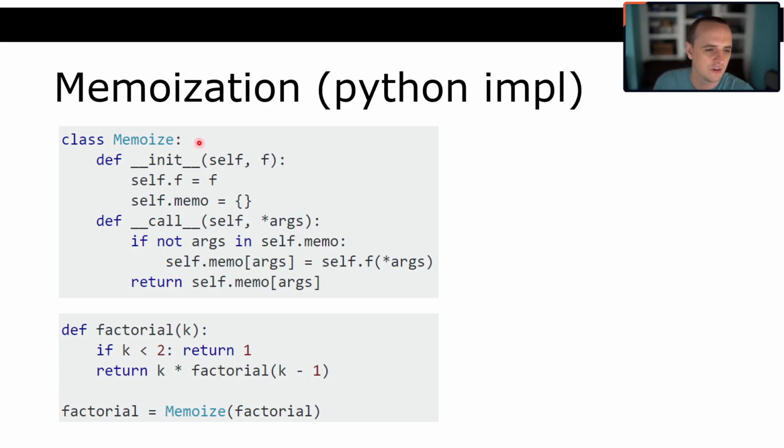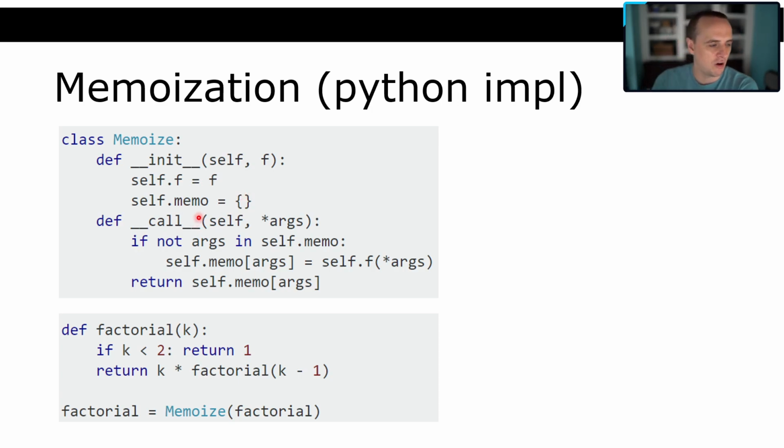Here we have a class written in Python. I know this course is not in Python, but a lot of people know Python. This is a memoize class. So for the constructor, we're going to be passed in a function. We're going to record that function as self.f, and then we're going to have self.memo be a variable, which is an empty dictionary, okay?